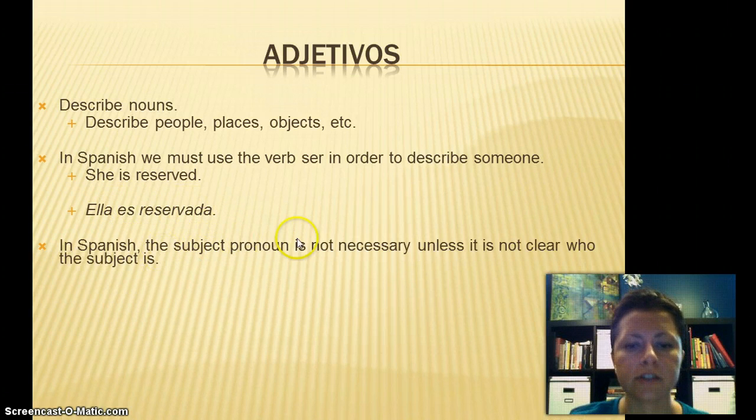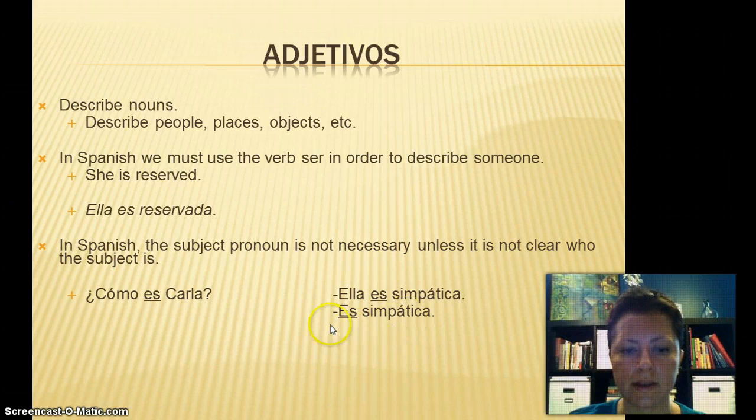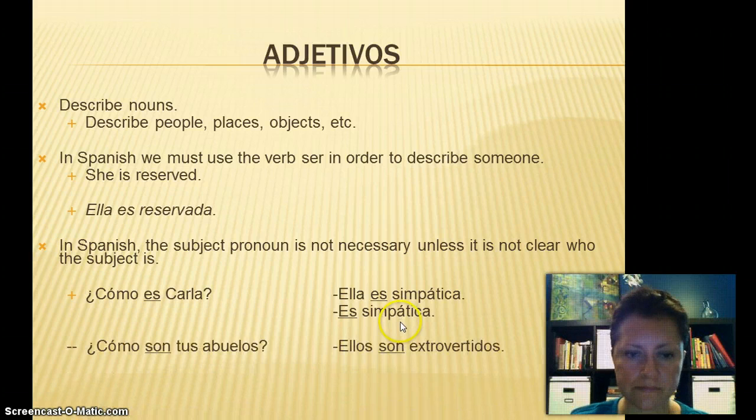In Spanish, the subject pronoun is not necessary, as I explained a couple seconds ago, unless it is not clear who the subject is. So in this example, what is Carla like? We can say she is nice. Okay, ella es simpática. Or we could just say es simpática. I already know we're talking about Carla, so if you said es simpática, that would be fine.